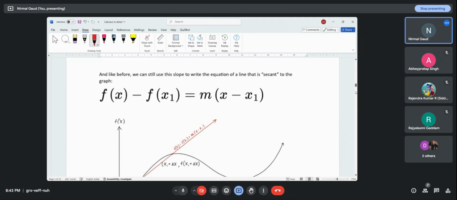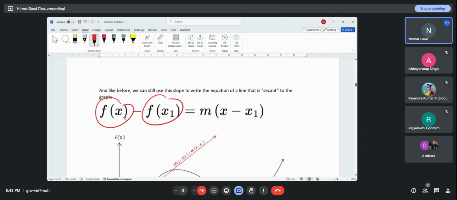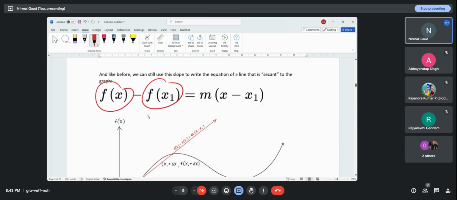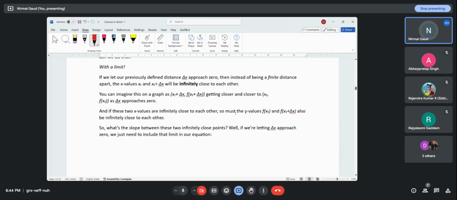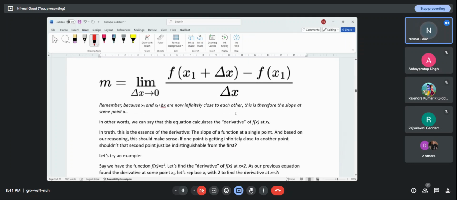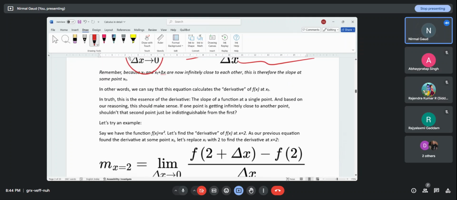So f of x minus f of x1 over x minus x1. This is again the equation of a line, and that line is called a secant. I already told you the limit concept just now: you can put the limit delta x tends to 0. In this way we can also calculate the derivative of f of x at x1 using limits.